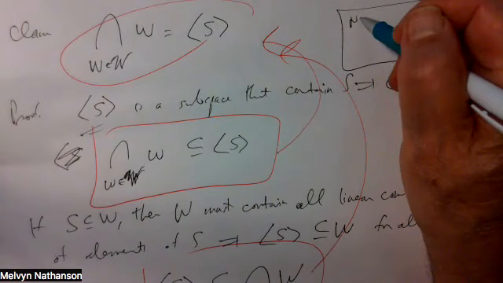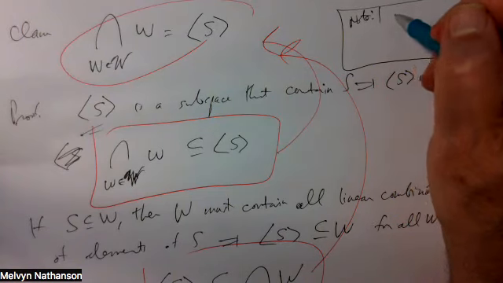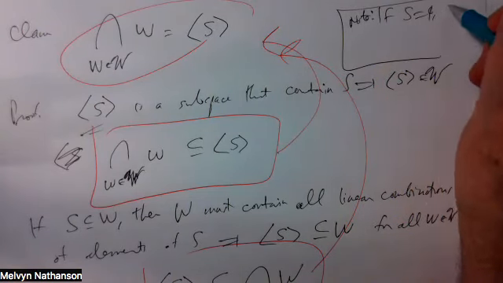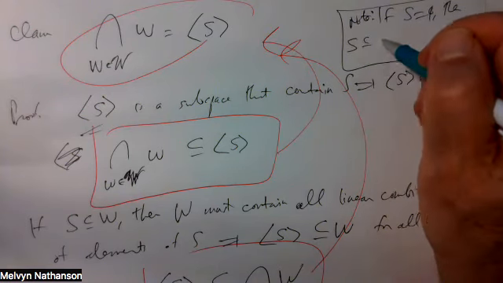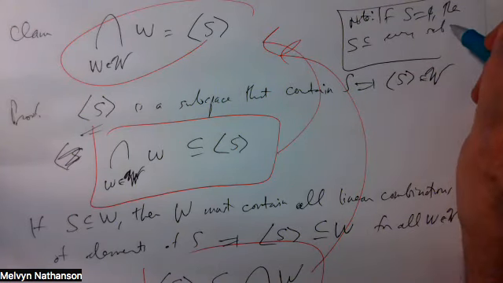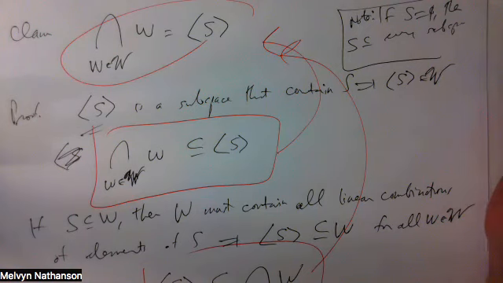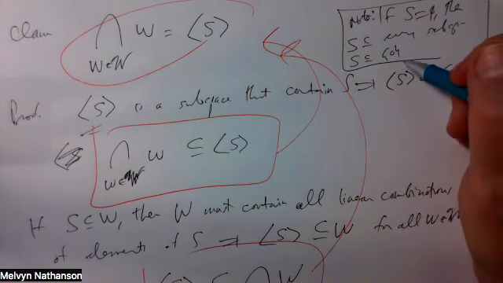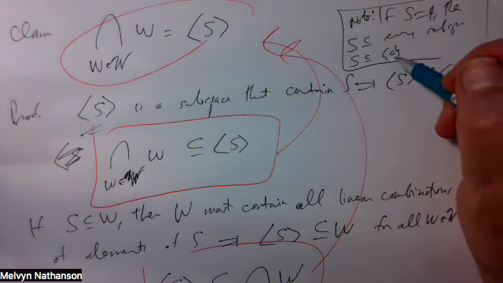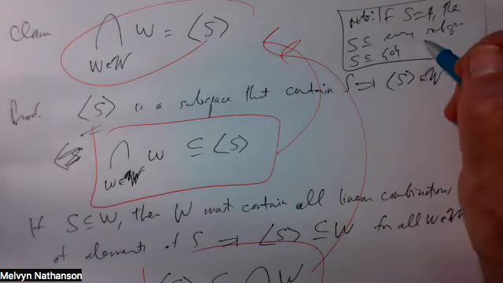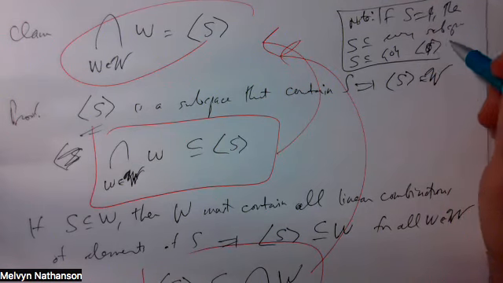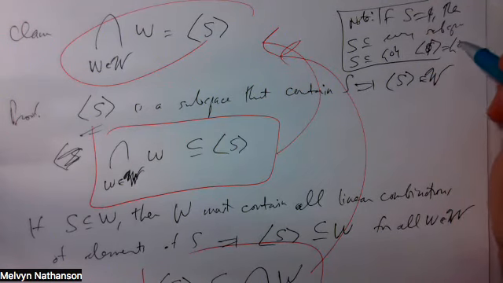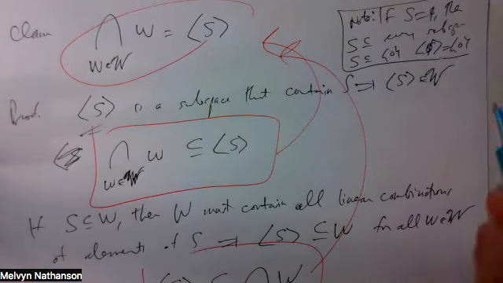And you can also note, this is just a note, if S is the empty set, then S is contained in every subspace, because the empty set is contained in everything. So in particular, S is contained in the trivial subspace that contains just 0. So one could define the subspace generated by the empty set to be 0. That's just a nice observation.